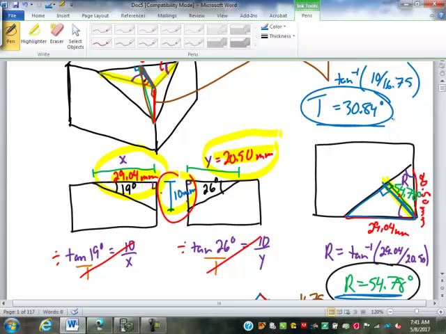Now in the packet, they gave us some kind of ugly formulas, tough to remember. Let's take a look at those. I've got to find where they put them. Okay.